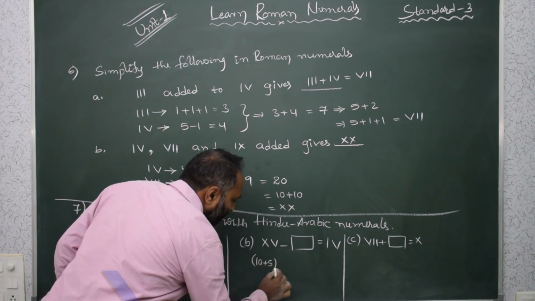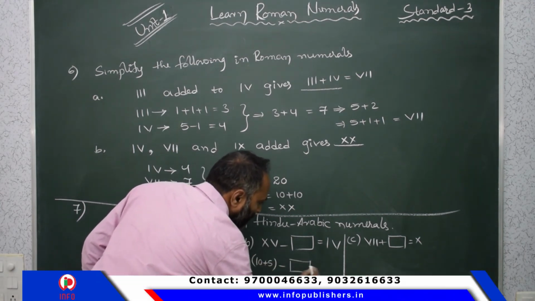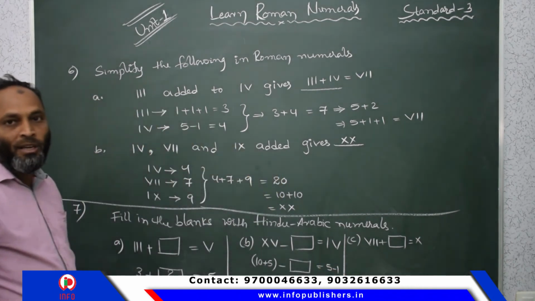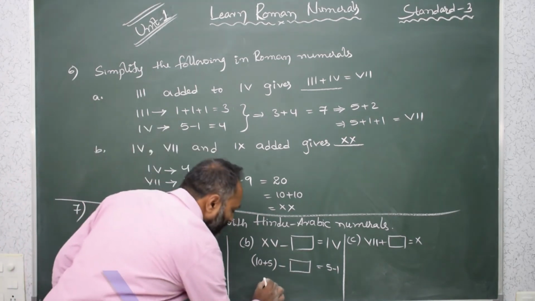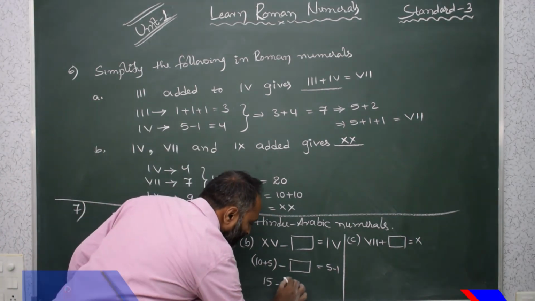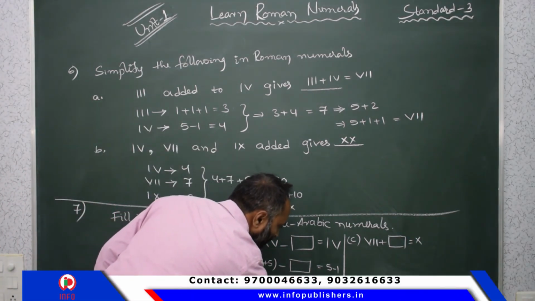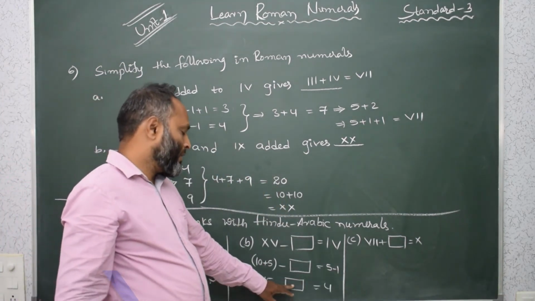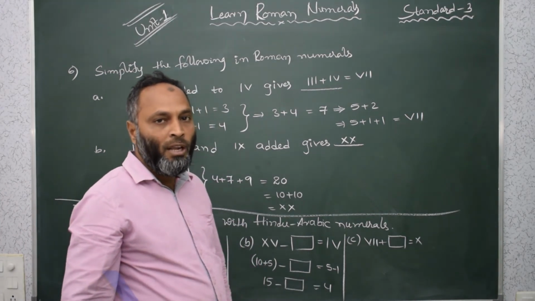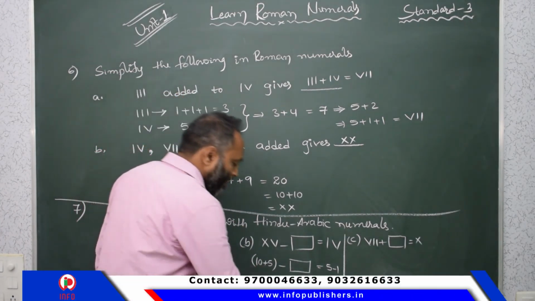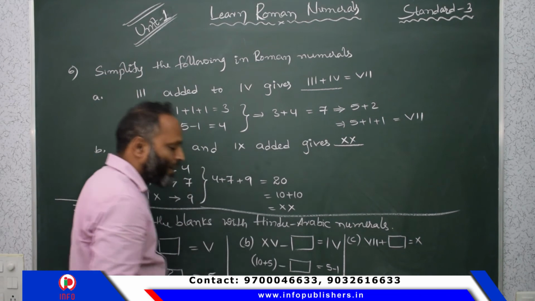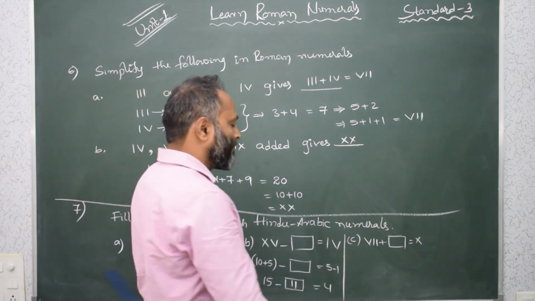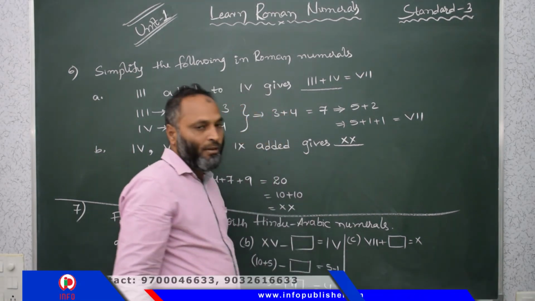In the same way, here 10 plus 5 minus what? It gives 5 minus 1. 10 plus 5 is 15. 15 minus what makes 4? 15 minus 11 makes 4. In the same way, this question we have to do as homework.